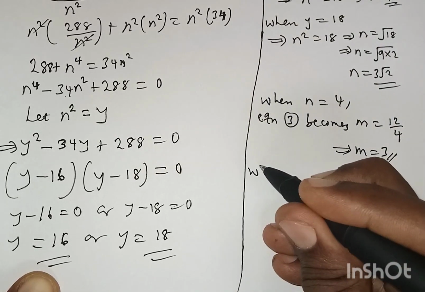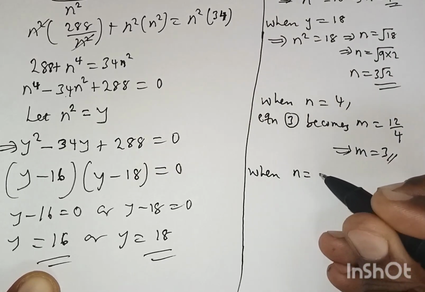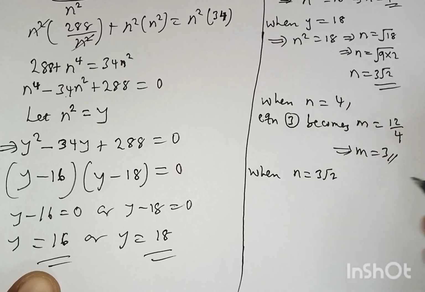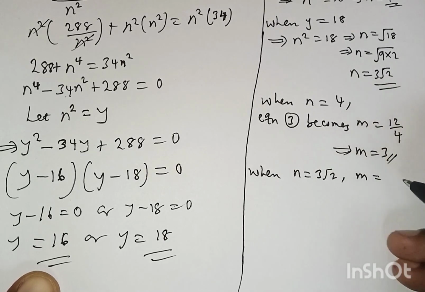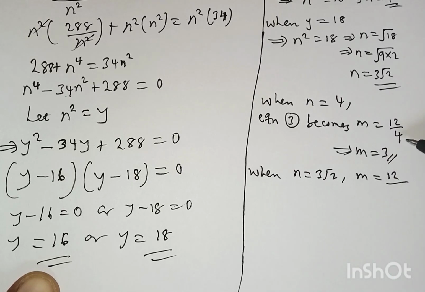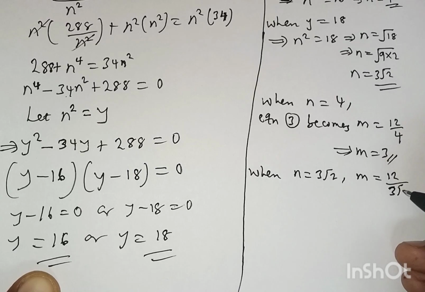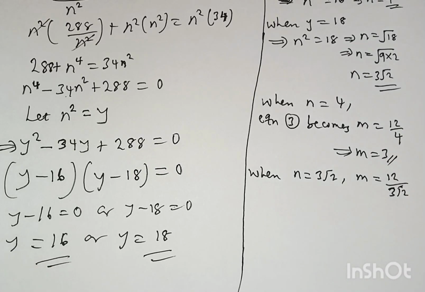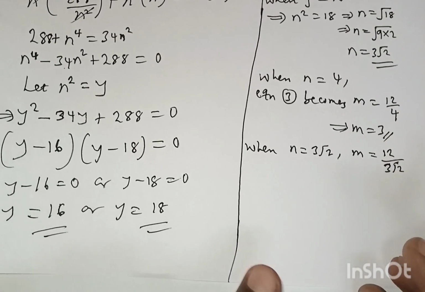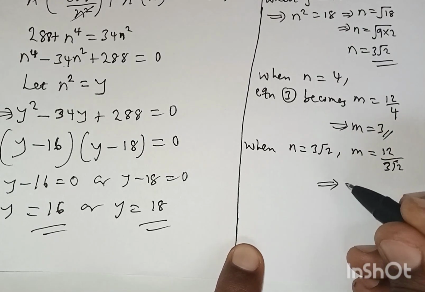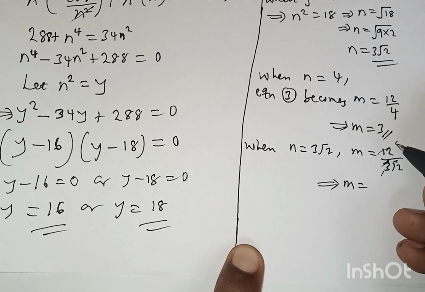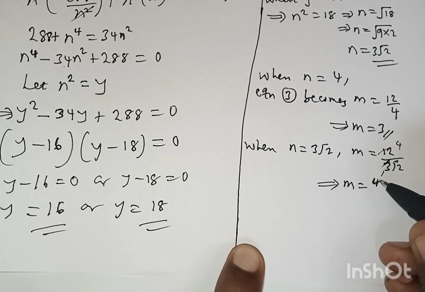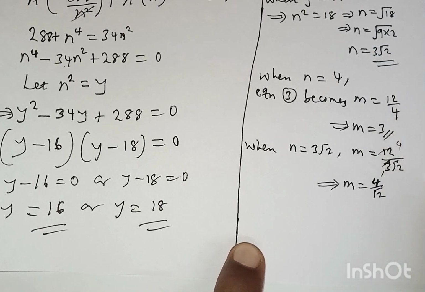The same thing when n is equal to 3 root 2, the second value of n, our m is the same thing as 12 over n. Our n now is 3 root 2. So we have 12 over 3 root 2. And now this means m is the same thing as 3 here 1, 3 here 4. So this is 4 over root 2.